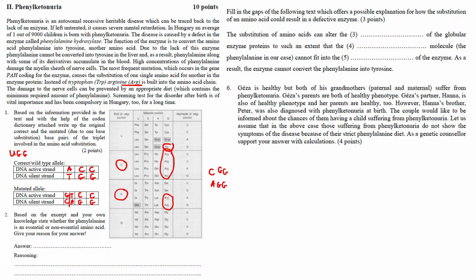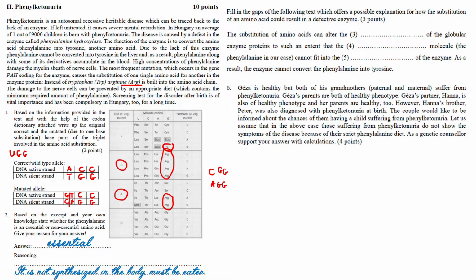Based on the excerpt and your own knowledge, state whether the phenylalanine is an essential or non-essential amino acid. Give your reason for your answer. From our background knowledge, we know that non-essential amino acids are the ones that can be synthesized by our bodies, and then essential amino acids come from our diet, so we need to consume them. Therefore, it is an essential amino acid, and the reasoning is nothing more than the previously mentioned statement, so it is not synthesized in the body, it must be eaten.